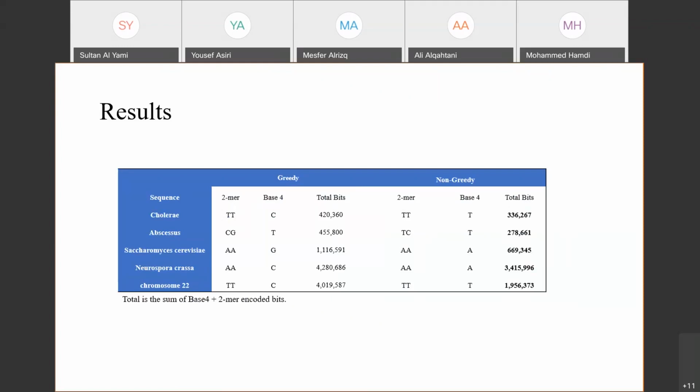The greedy Huffman keeps the base 4 as the least frequent base without seeing the whole picture, while on the right side, the non-greedy algorithm adapts to the change and picks the new lowest frequency base, which is in this case T. No wonder, because we already encoded a lot of the 2-mer, and this has decreased the frequency count for the base T. In the second genome, the algorithm even changed the 2-mer from CG to TC, since the 2-mer TC and the base 4 T will maximize the 2-mer and minimize the base 4 when compared to all other possible options. The other genome followed the same behavior as cholera, and the algorithm ended up updating the base 4 only. In all cases, the total bits decreased by a lot when using the non-greedy approach.